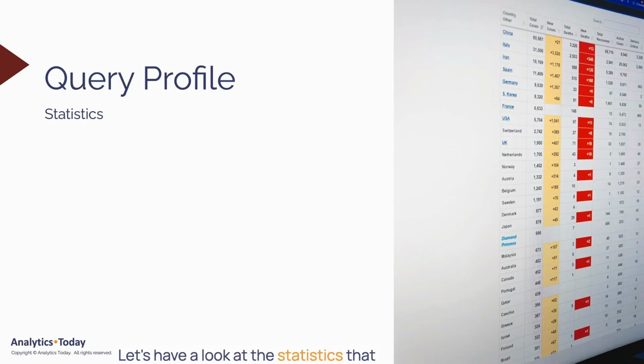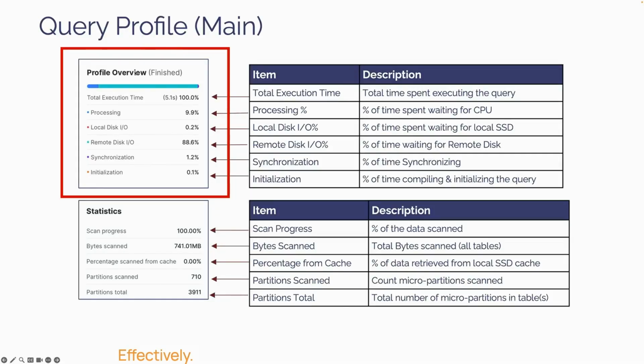Let's have a look at the statistics that were shown alongside the query profile. Effectively, there are two areas of the statistics. These show you the total execution time, the total time spent executing the query. This can be different to the elapsed time, because the elapsed time includes time spent compiling the query, etc. And the rest of these percentages are the percentage of time waiting for things. In the processing, it's all waiting for CPU time.